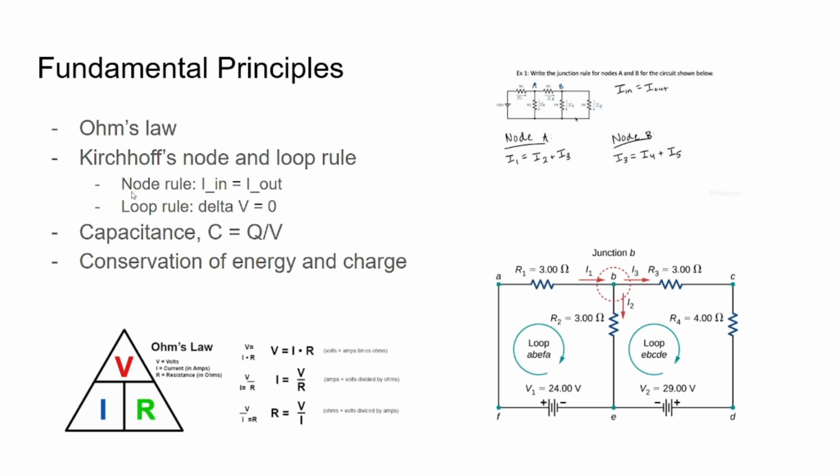The node rule states that the current going into a junction is equal to the current going out of a junction. And the loop rule states that the change of voltage in a closed circuit, or a closed loop within the circuit, must equal 0. And last, we have the capacitance formula, which states that C is equal to Q divided by V.